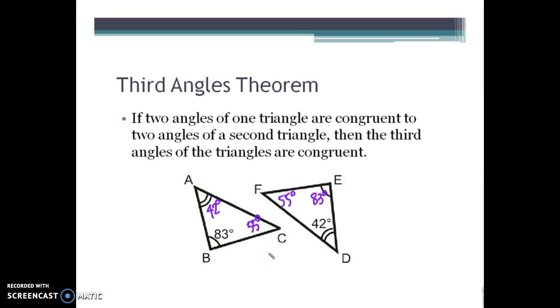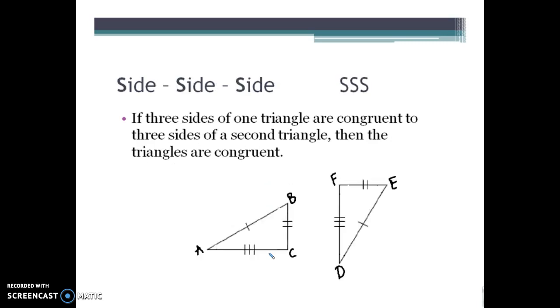Now we're going to look at congruence postulates. The first one is side, side, side. These are going to help us prove that our triangles are congruent. So if we can figure out one of these congruence postulates, if we can prove it somehow, then we can then prove the triangles are congruent.